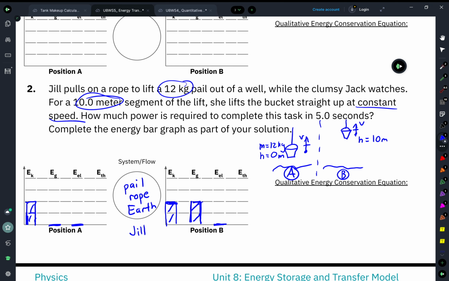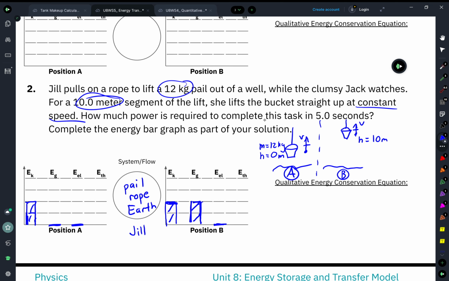But the amount of energy associated with the elasticity would be the same in both accounts because it's going to be proportional to the amount of force that is acting on that bucket, and that rope should be tight, so the amount of elastic energy would be constant in both.